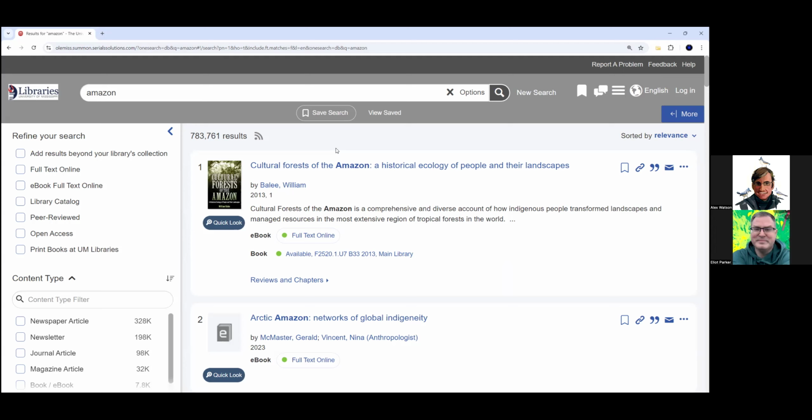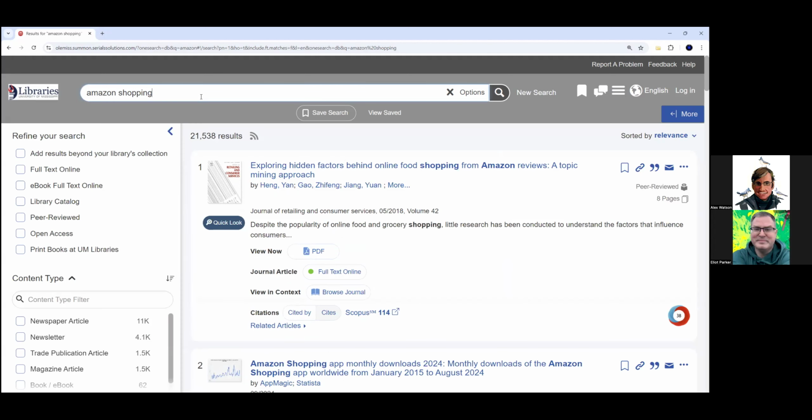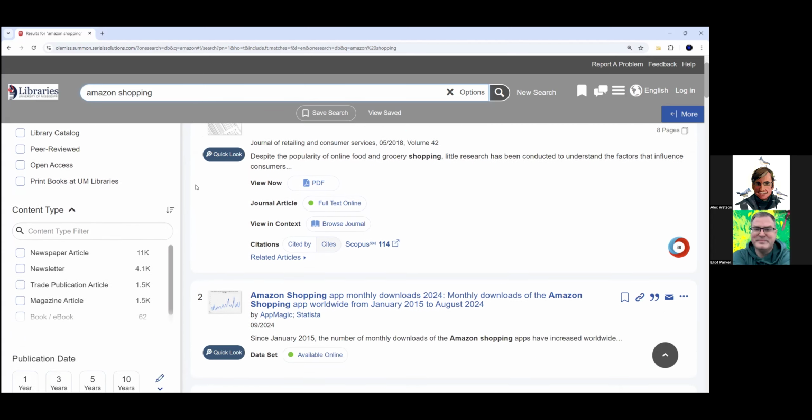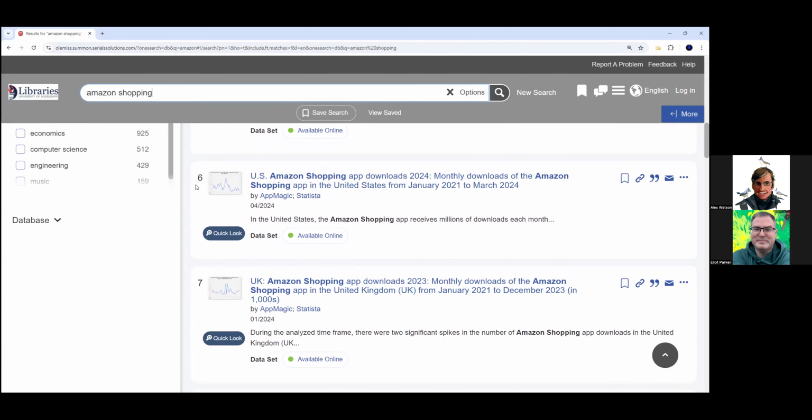Now, time was you could do Amazon.com, but that's not actually their name anymore. So one of the things you can do is throw in the type of product that they sell or the type of service that they offer. So Amazon offers you shopping. Adding a keyword there, now we see we've got far fewer results, but we also have things that are more relevant.